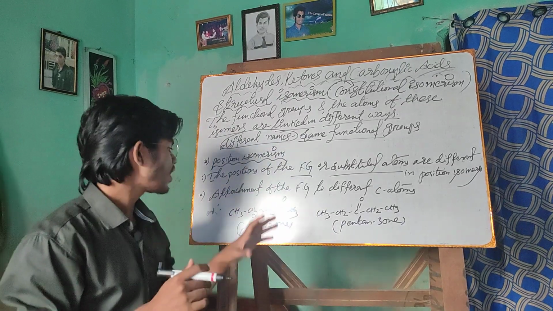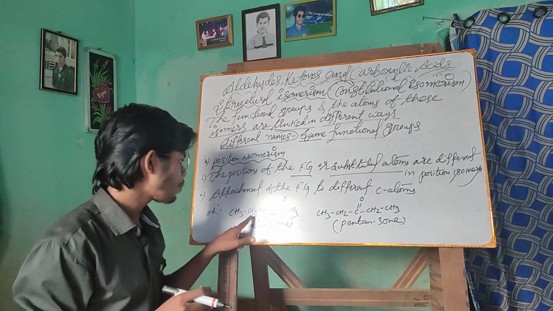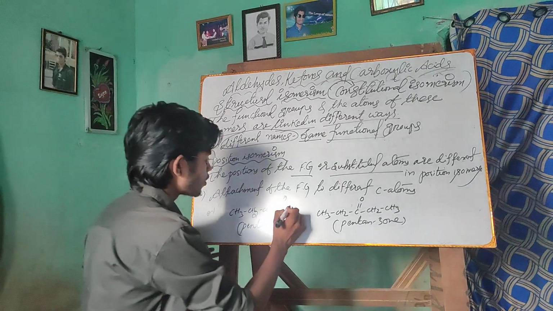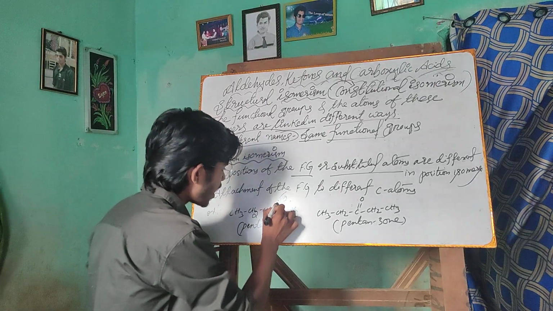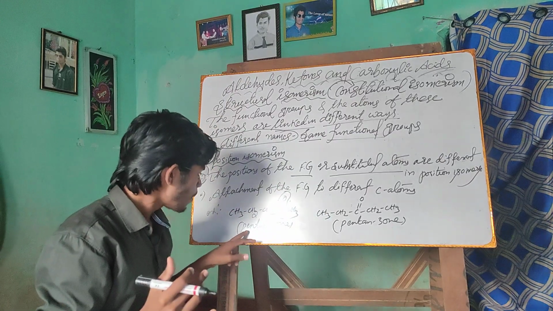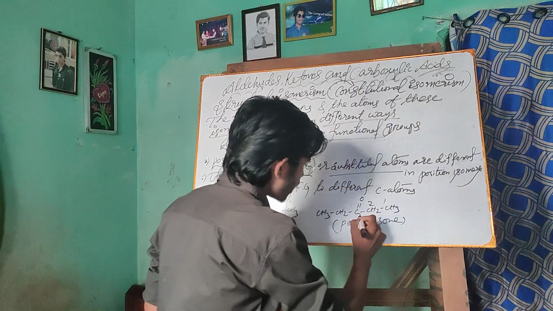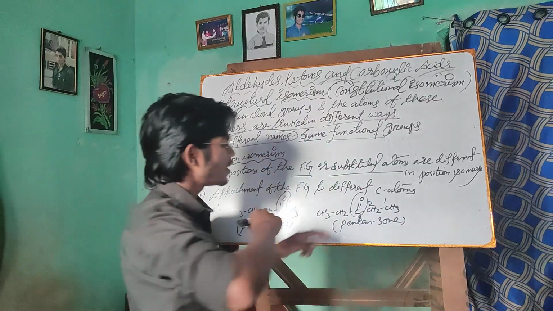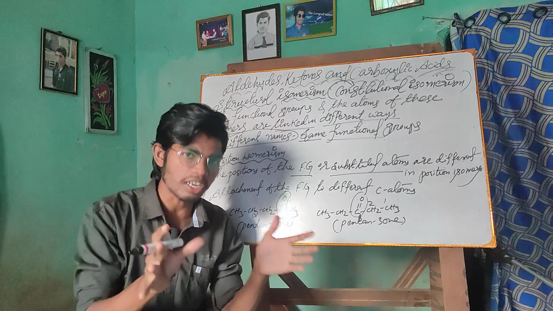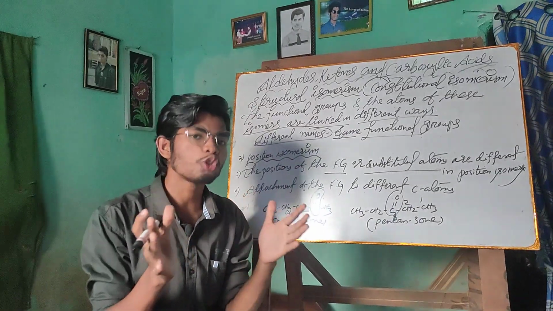If you observe very carefully, I have written the example of a ketone: CH3 single bond, CH2 single bond, CH2 single bond, C double bond O, CH2, CH3. Here this is 1 and this is 2; at position number 2 the functional group is attached, that is pentan-2-one. Similarly, if you look here, 1, 2, 3, that means at position number 3 the functional group is attached. That means the position of the functional group is different. That's why this is called the position isomer, and the phenomenon is called position isomerism.